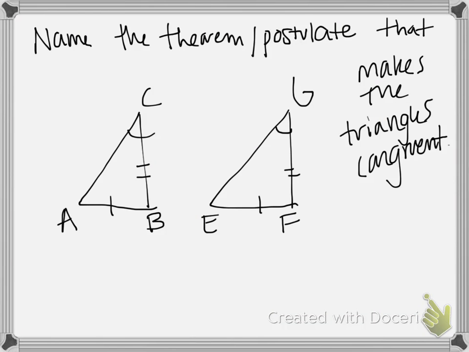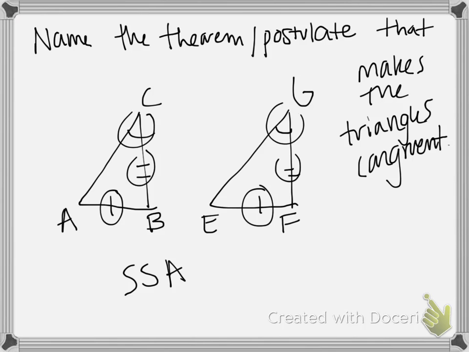So name the theorem or postulate that makes the triangles congruent. Okay, so it looks like we have a side and an angle. So we have side, side, angle, congruent to side, side, angle. So my theorem then is going to be the side, side, angle theorem.